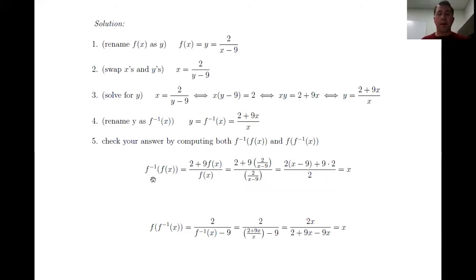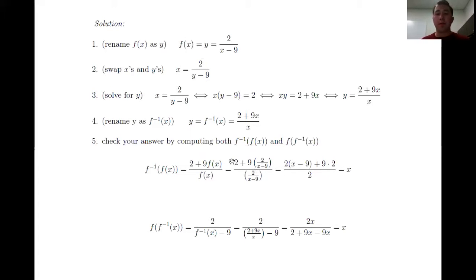So, f inverse of f of x. That means everywhere you see an x in the equation of f inverse, and look up here to step 4, that's where we have that equation. Anywhere I see an x in f inverse, I need to plug in the entire function f of x, which is why I've written 2 plus 9 f of x all over f of x. In this next equality, I've substituted in what we know to be f of x. You can look up to step 1 to figure out what that was. F of x is 2 over x minus 9.